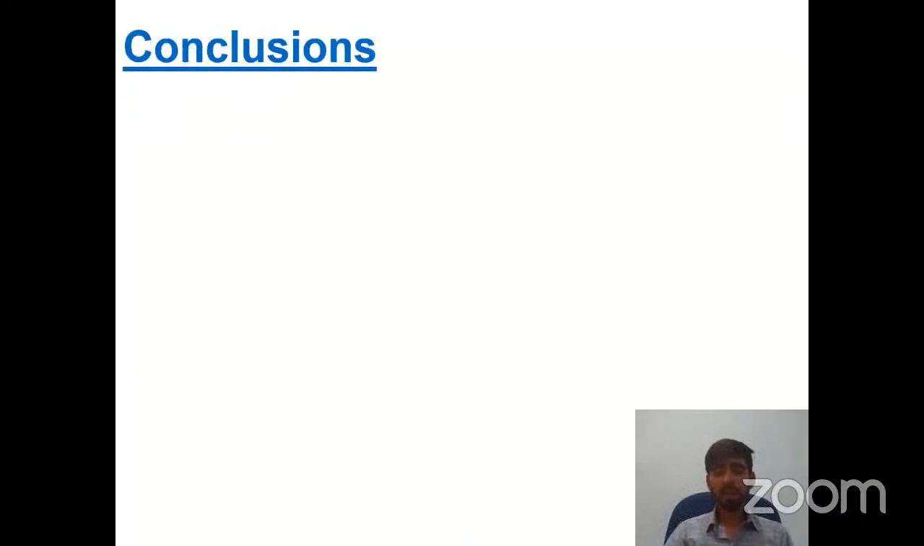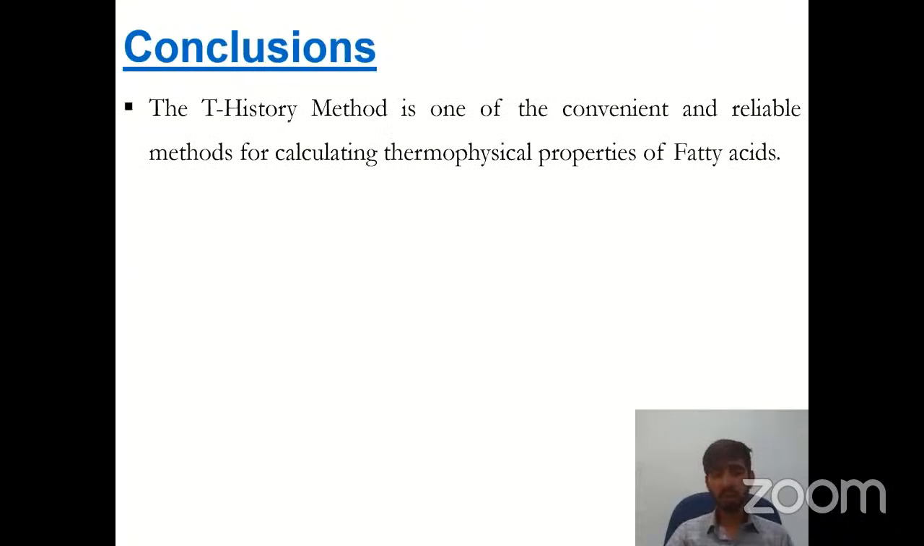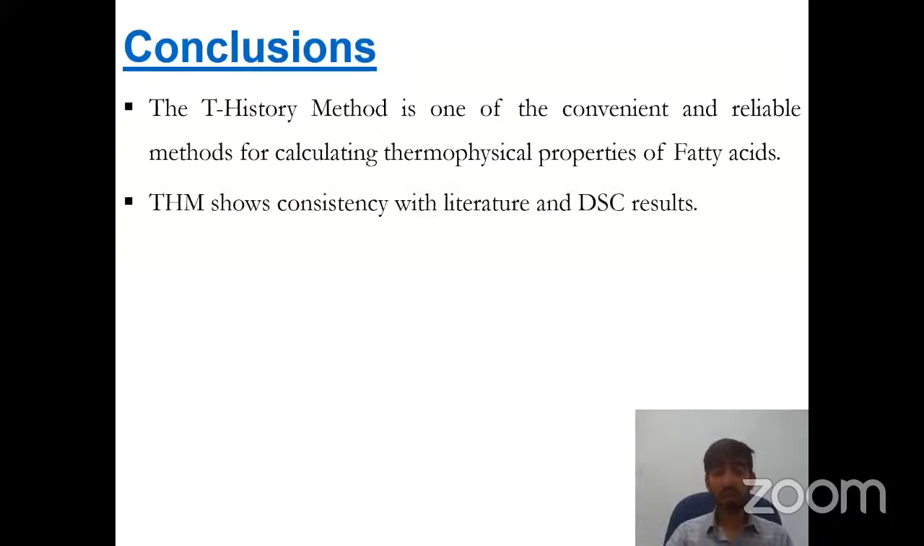Conclusions. This research work concludes the following points. First, the T-history method is, no doubt, a very convenient, very cheap, and reliable method for calculating the thermophysical properties of fatty acids. This is very reliable because it shows very small error compared with literature and DSC results.